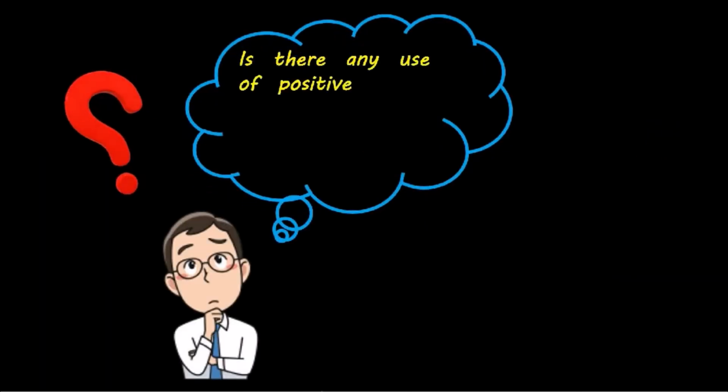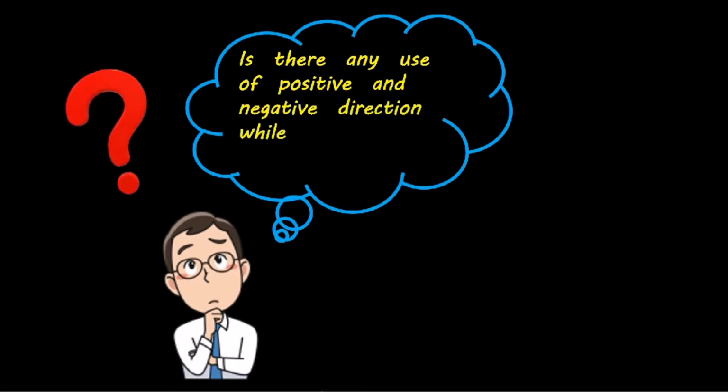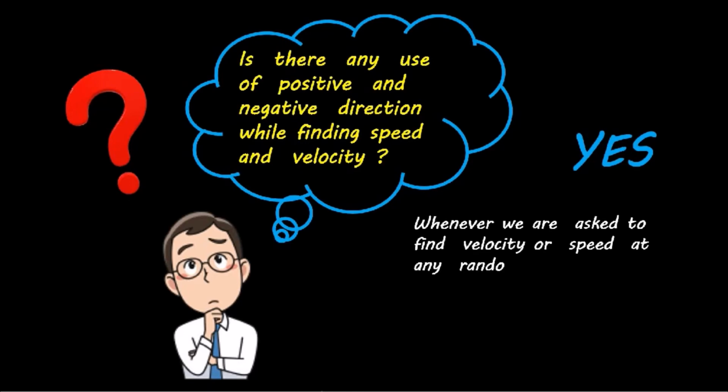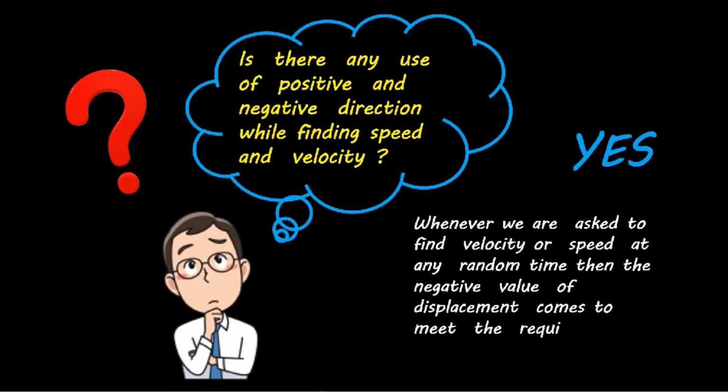Now my question is, is there any use of positive and negative direction while finding speed and velocity? And the answer is yes. Whenever we are asked to find velocity or speed at any random time, then the negative value of displacement comes to meet the requirement of the answer.